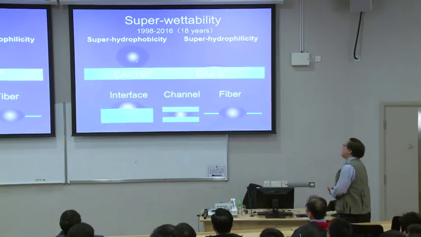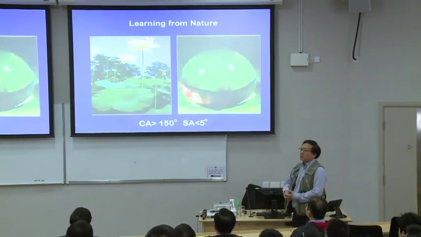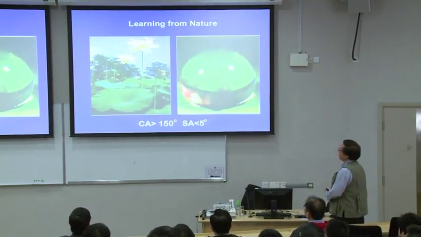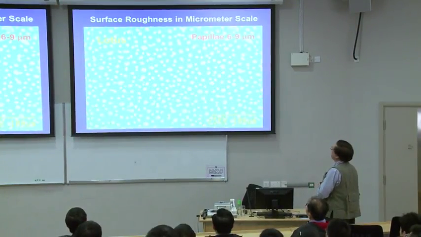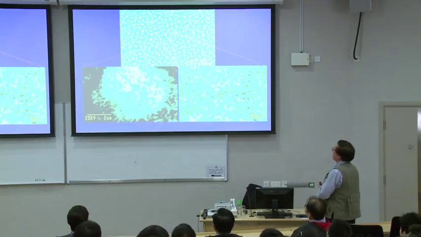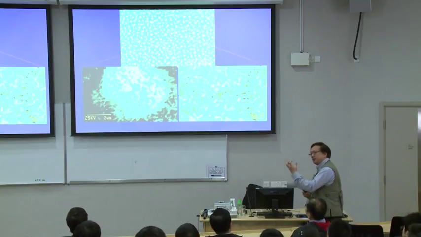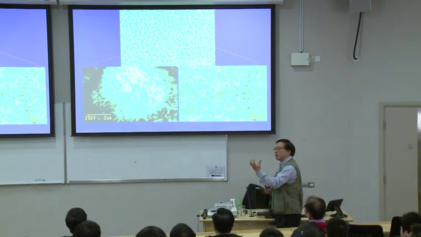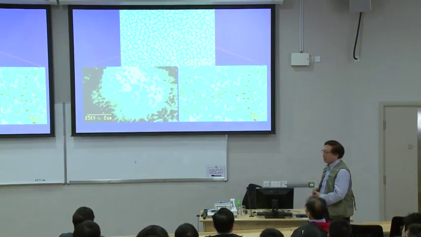Contact angle larger than 150, superhydrophobic. Contact angle 0, superhydrophilic, on the interface, the inner surface of a channel or the surface of a fiber. We start from the lotus leaf with contact angle larger than 150. Dirt on its surface can be washed away very easily, and then we find there are many microstructures on the surface and many nanostructures on these microstructures and many nanofibers on the bottom. And this gives you a hierarchical structure. And this surface was coated by plant wax, a low surface energy material.